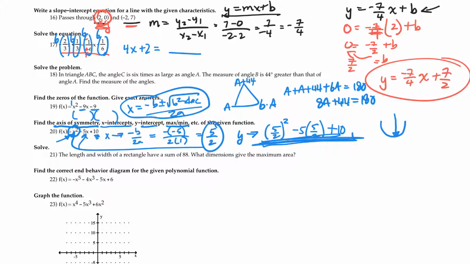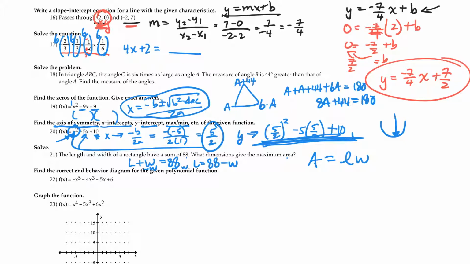21. Length and width of a rectangle have a sum of 88. What are the dimensions that give you maximum area? Okay, so area of a rectangle is length times width. And they say the length and the width have a sum of 88. So length plus width equals 88. In other words, I could solve for one of those, like solve for L. It'd be 88 minus W if I subtract W on both sides.